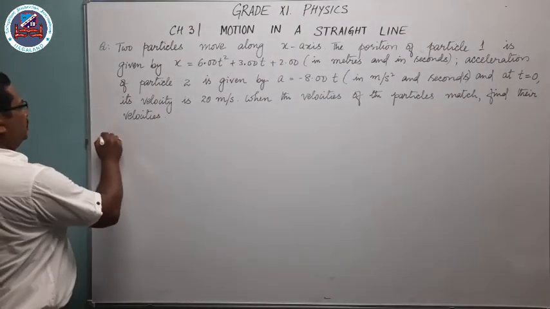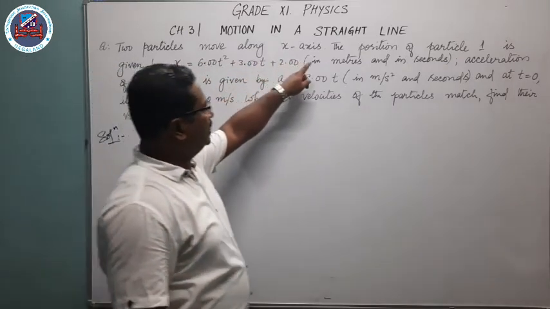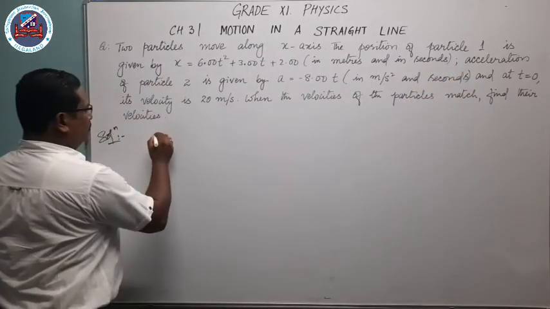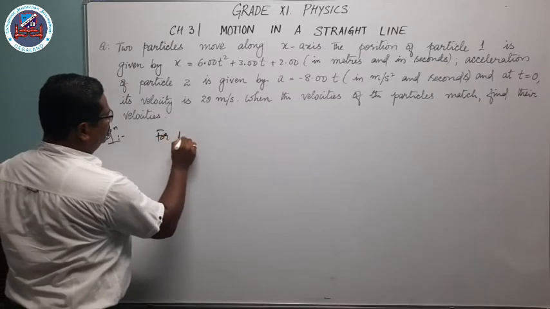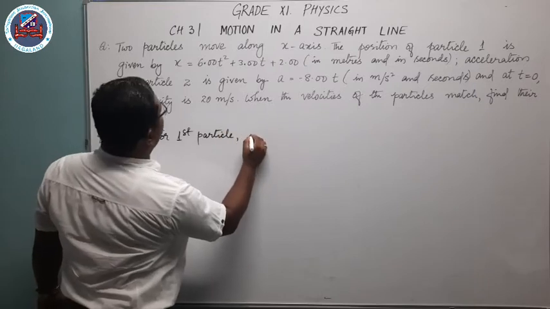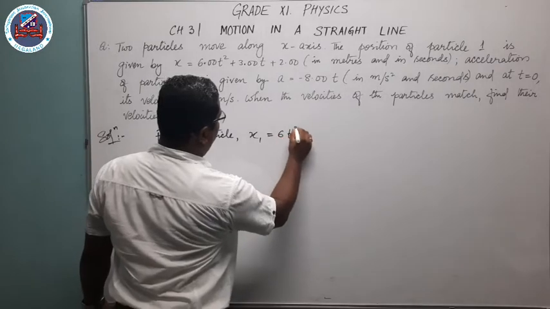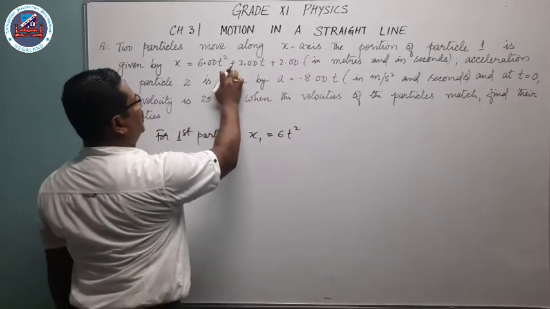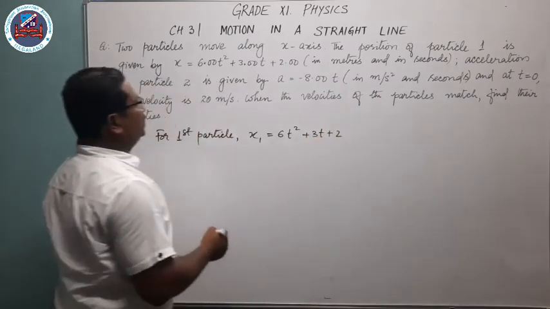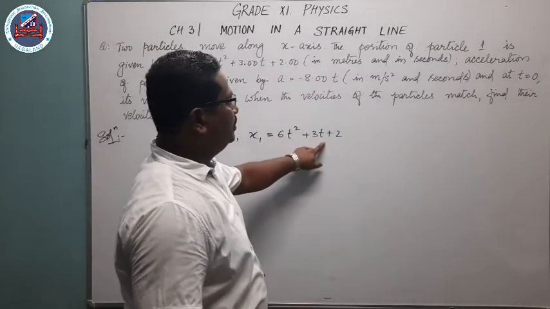So here is one question. Let us try to solve it. The question says, two particles move along the x-axis. The position of the first particle is given by, let us write it as x1, equal to 6t squared plus 3t plus 2. This is the position of the first particle. The overall value is in meters and time is in seconds.